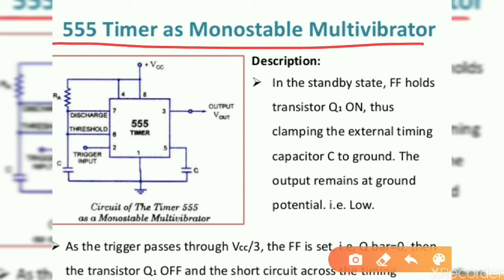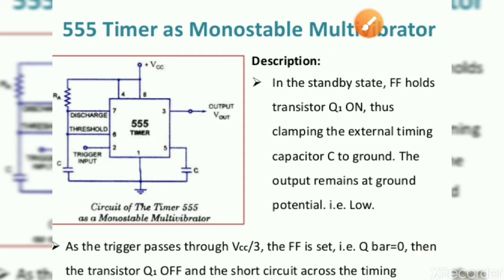If both states are stable, that is called a bistable multivibrator. If none of the states of the output is stable, that is, you are getting an unstable waveform at the output side, that is called an astable multivibrator. Okay, this is the description of astable and monostable multivibrator circuits.